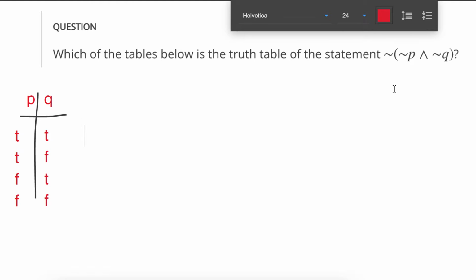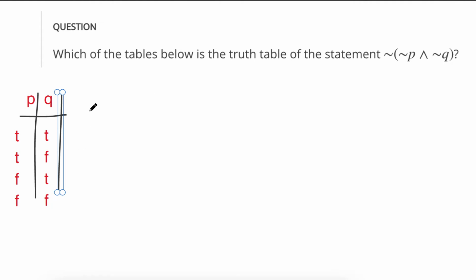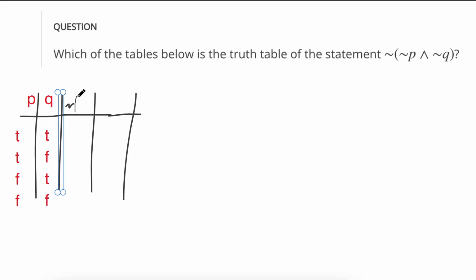Okay, so we're supposed to eventually get here. That means I need to know what the negation of P and the negation of Q are. So let's make those columns. Negation of P and the negation of Q.